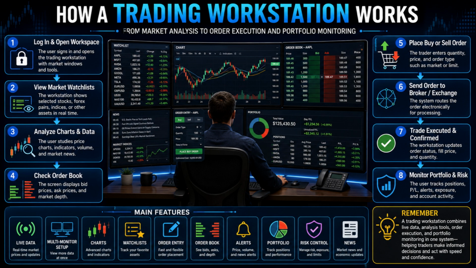After that, the trader analyzes charts and data. For example, the workstation may display candlestick charts, technical indicators, news panels, and market summaries. This helps the trader study trends, spot opportunities, and understand whether market conditions may support a buy or sell decision.